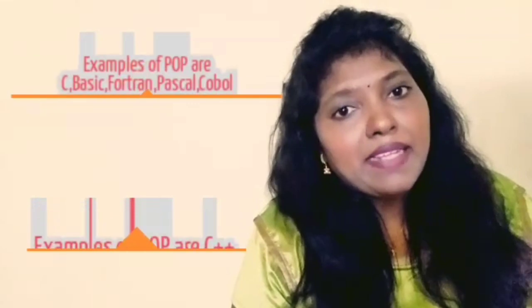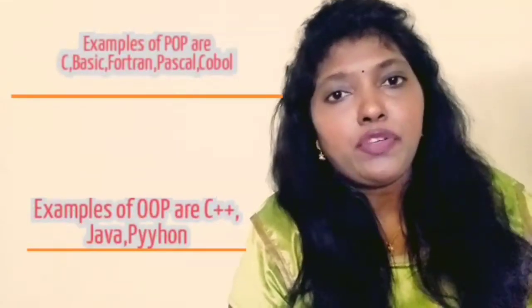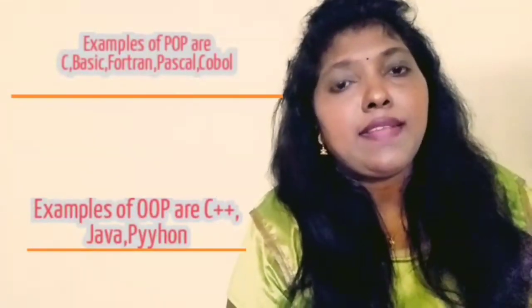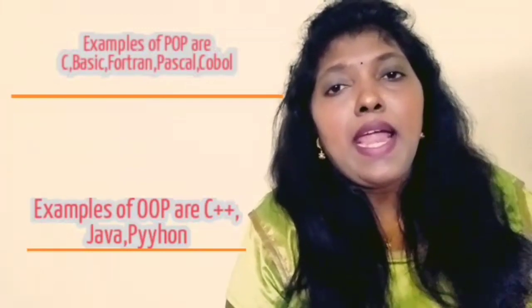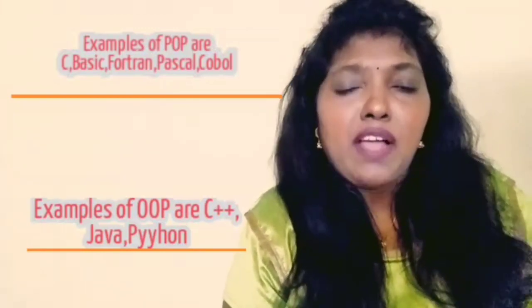Now let me list out some of the languages which are POP: C, Pascal, Fortran, Basic. All these are examples of POP languages, and OOP languages are Java, Python, C++, C#, and so on. All these are examples of OOP languages.